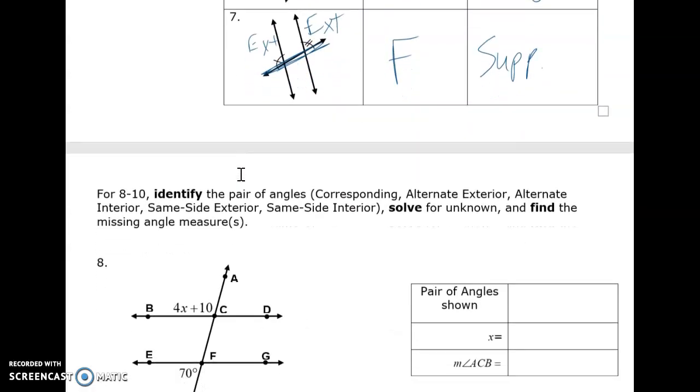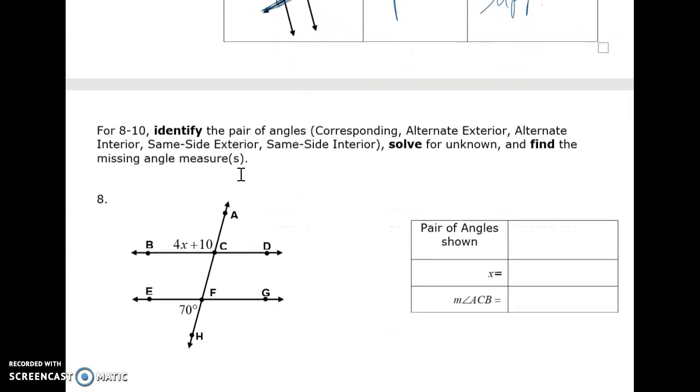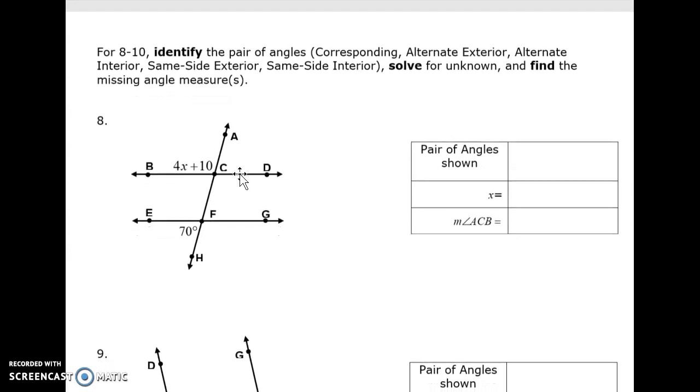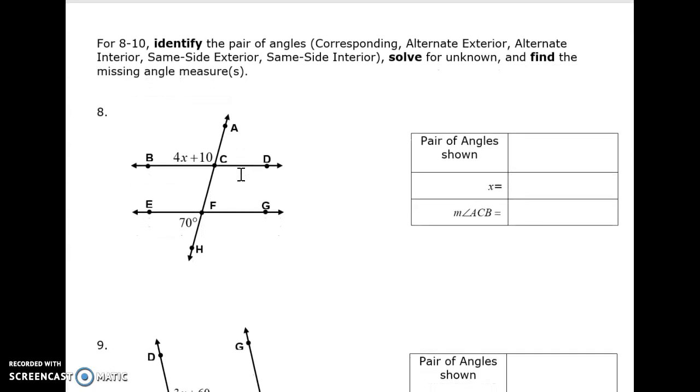That's page 1. For page 2, we are identifying the pair by name, and then we're going to solve for X and find the angle measure. Okay. So our pair of angles shown, that would be this angle here and that angle there. They are both exterior and they're on the same side. So this is same side exterior. Okay. So these angles are supplementary.